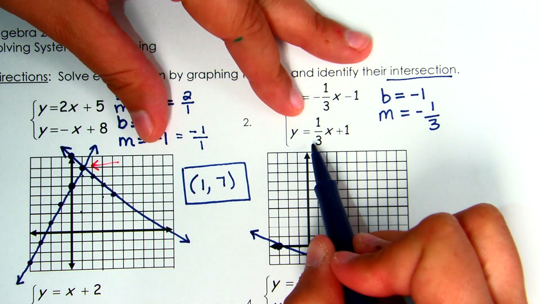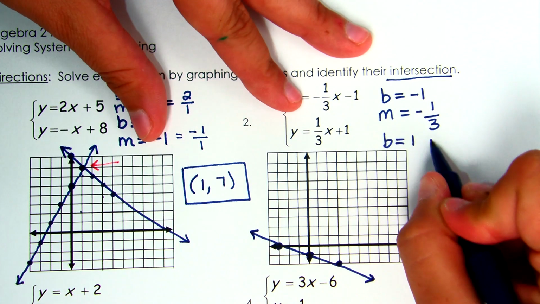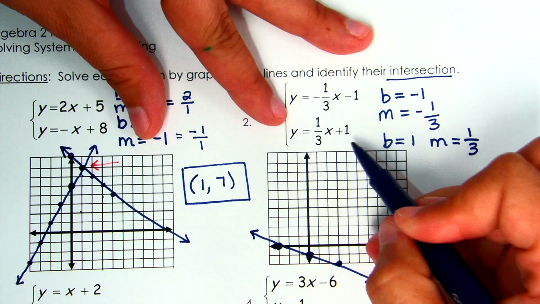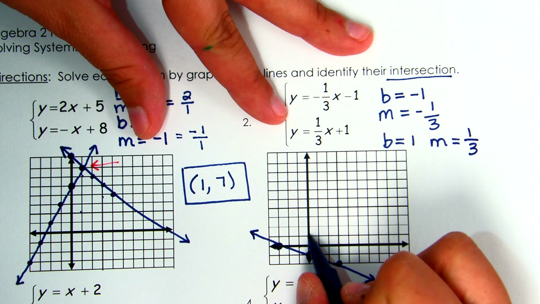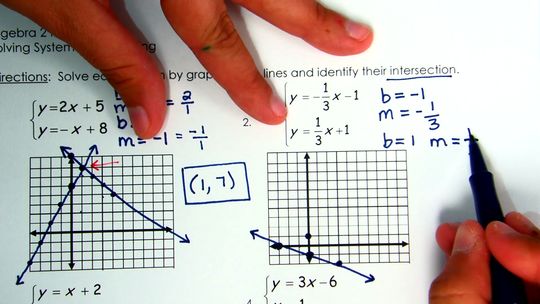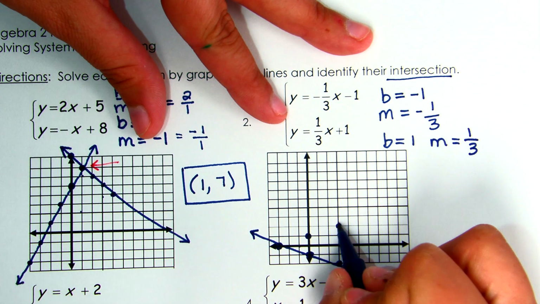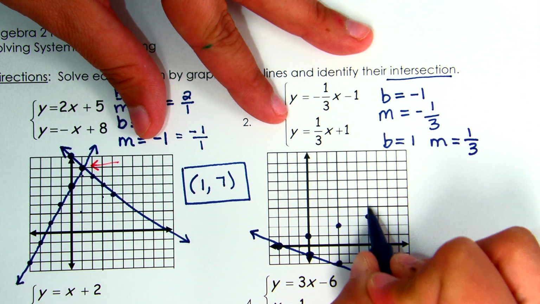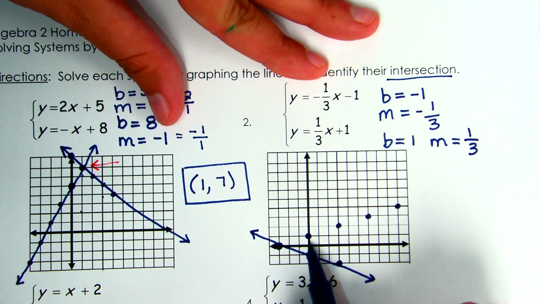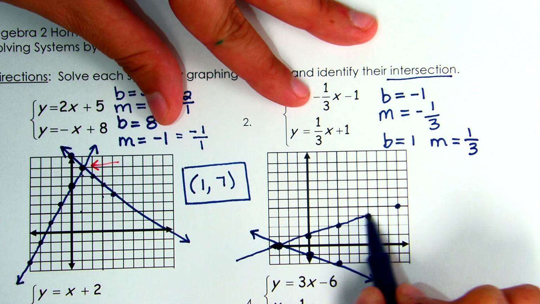For my second graph, I'm going to find b, my y-intercept, is 1. M, my slope, the number in front of the x, is 1/3. So I'm going to begin with b, put a point at +1. I'm going to go up 1 and to the right 3. Up 1, 1, 2, 3 to the right, and repeat. The same as I can do down and to the left. Down 1, left 1, 2, 3. Connect my dots all the way across.